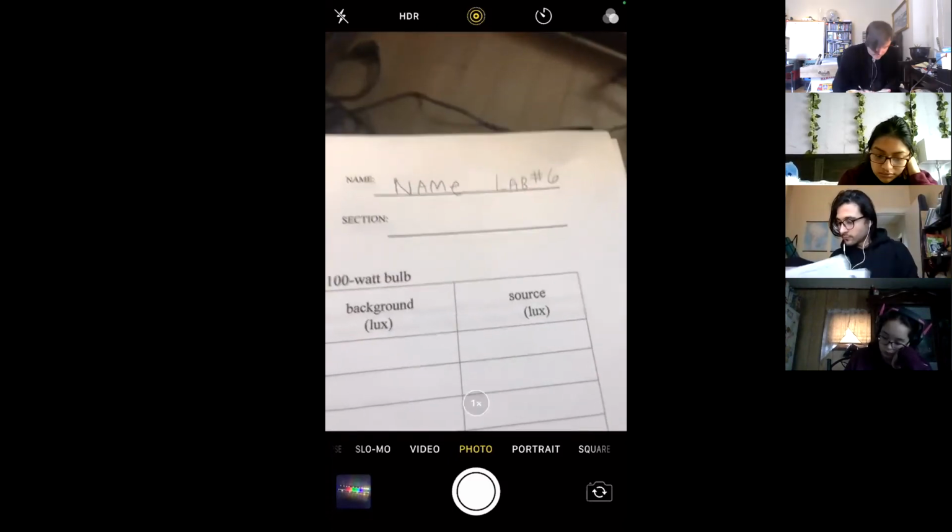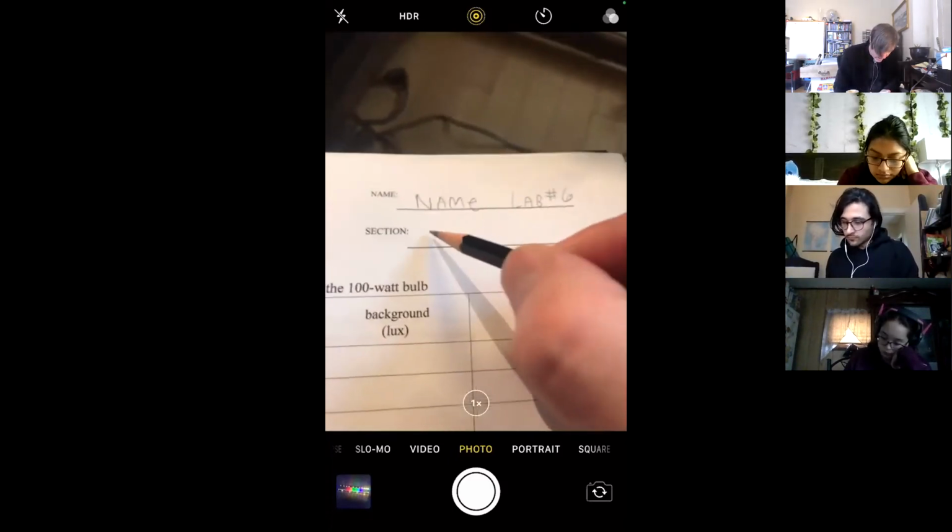So let's put our name at the top. This is lab number 6, the inverse square law. I'll adjust it in Blackboard in a bit after your class is done. And don't forget to put astronomy 1020 and whatever your section is. Okay?